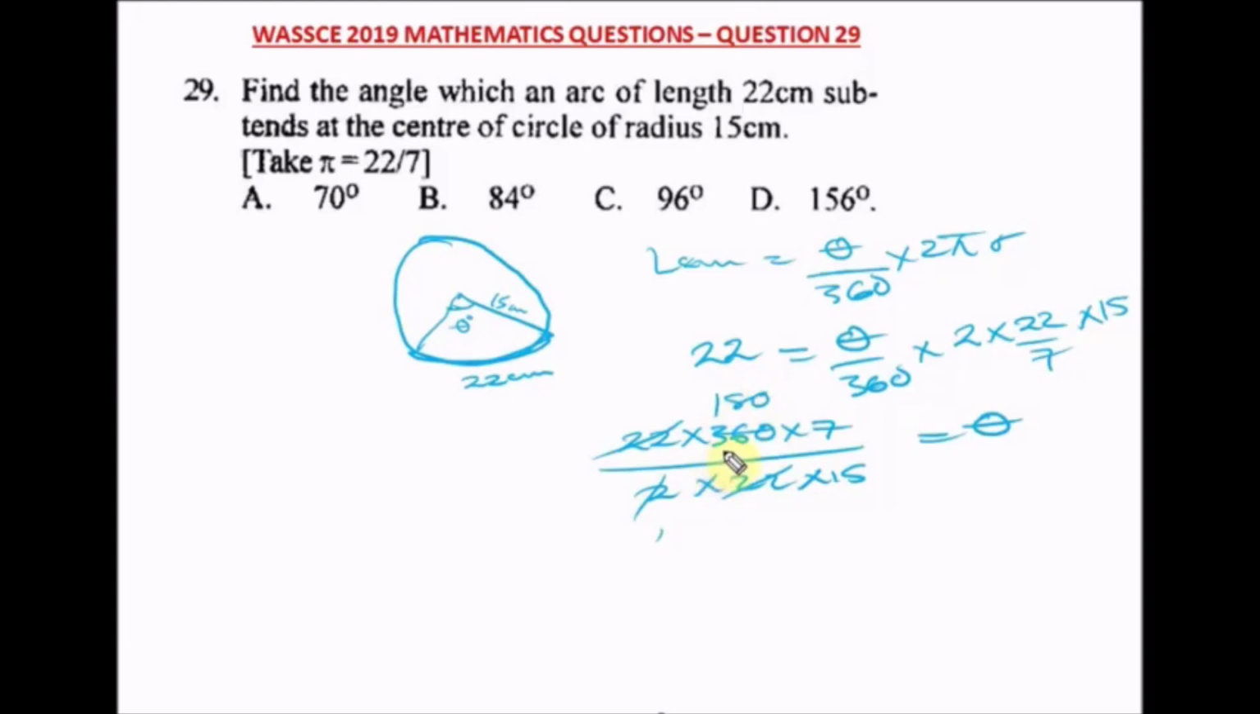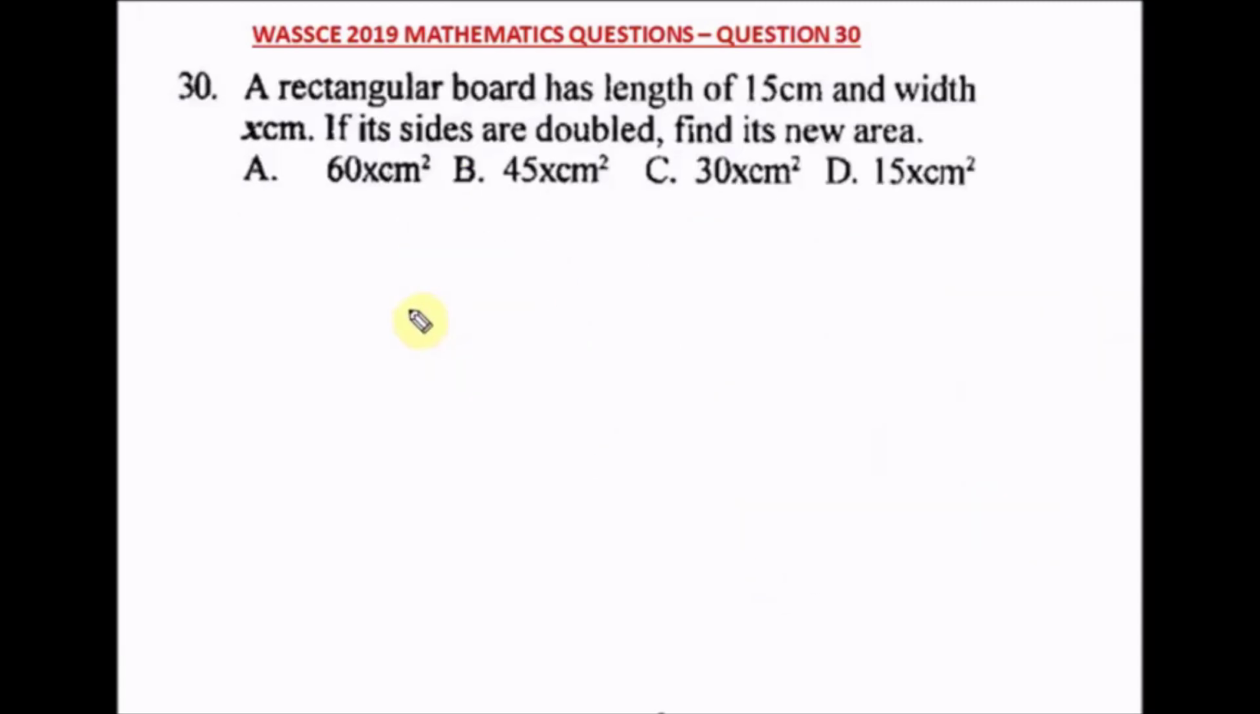So when you punch in your calculator, 180 times 7 divided by 15, what are we going to have? We're going to have 84. So theta is equal to 84 degrees. This is our answer, and our right option here is option B. Question 30 of the WAEC 2019 Mathematics Past Question.